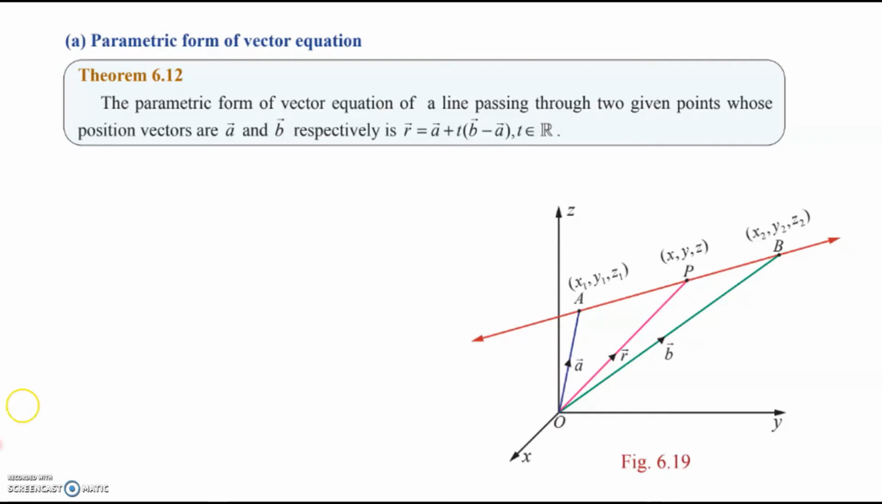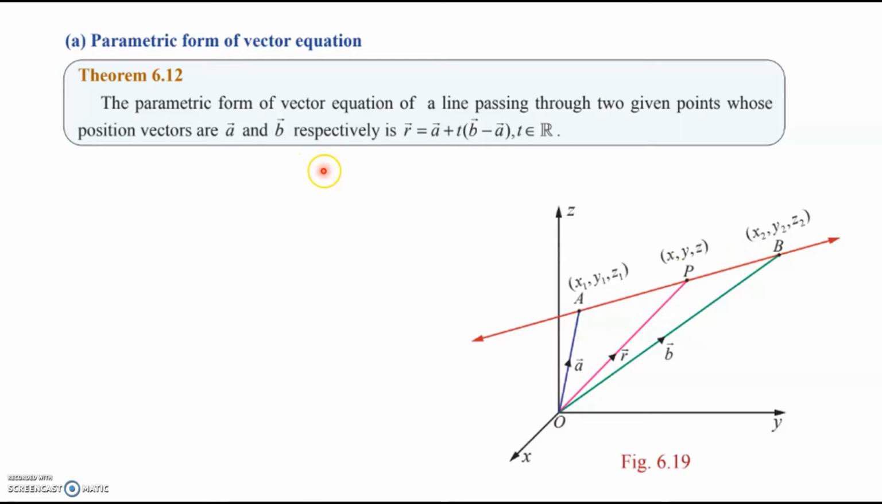And the first form that we would see is called the parametric form of vector equation. So what we're given here is the point A, and we're also given point B. Point A is x1, y1, z1, and point B is x2, y2, z2. Now we are going to derive this line equation using these 2 points, and we know that we can have position vectors A and B to these 2 points. So let's see how that works.